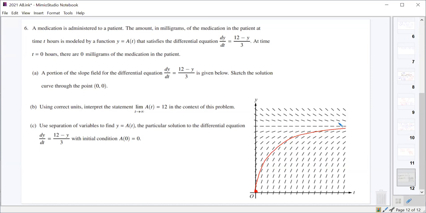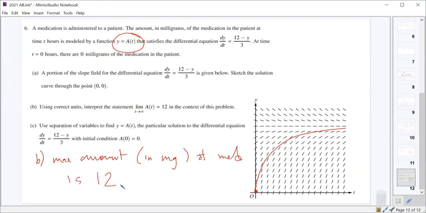Okay. Well, what is y? Y is A of t. What is A of t? A of t is the amount in milligrams of medication in the patient. So what is that telling us? That there is an upper bound on the amount of medication that the patient is going to have, right? That the most medication this patient's ever going to have in milligrams is what? 12? Max amount in milligrams of the medication is 12. Something to that effect would be good.